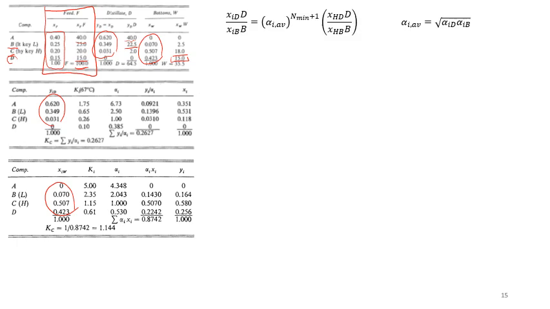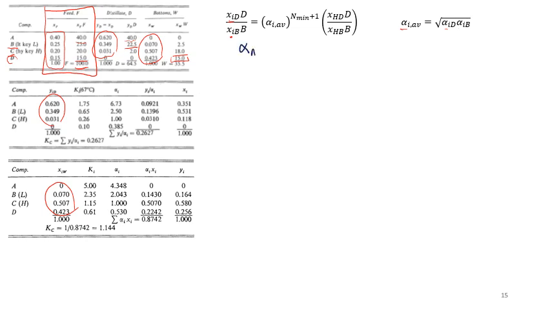So we're going to use the Fenske equation to calculate the distribution of other components. You've seen this in the previous slides. Here we can replace for component A and component D. Let's do component A first. We want to know how component A distributes in the top and bottom product.